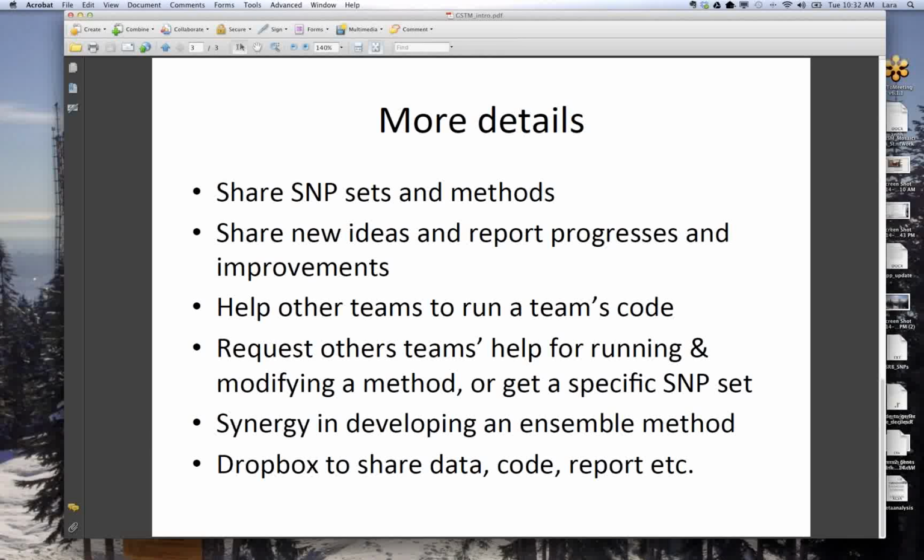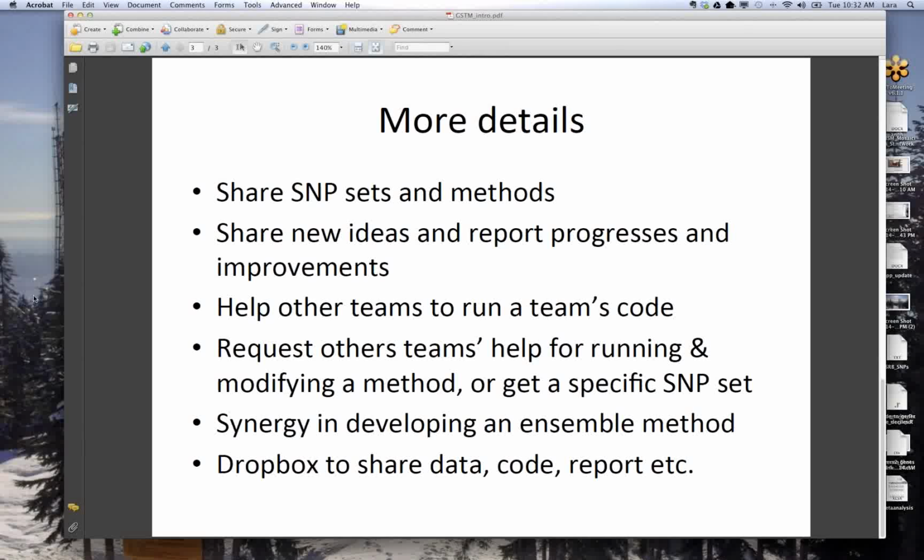And yeah, so these are more details because the previous is a graph. So now, basically we share the SNPs, and we share new ideas and report progress and improvements. We have a Dropbox folder where every team puts their data, code, report, and progress. And we will try to help other teams run one team's code.